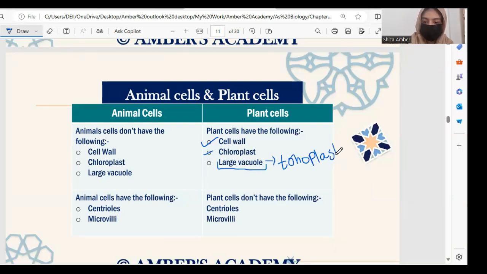This is one of the major differences between plant cells and animal cells, that animal cells do have vacuoles, but they are not surrounded by a membrane. Their membrane is not known as tonoplast. Then I believe these are two new terminologies that you are seeing: plant cells do not have centrioles or microvilli, and animal cells have centrioles and microvilli. We have these organelles in our syllabus, so we'll discuss extensively the function and the shape of centrioles and microvilli. You do not need to worry about these at this point. Just keep in mind that these are also differences between animal cell and plant cell.